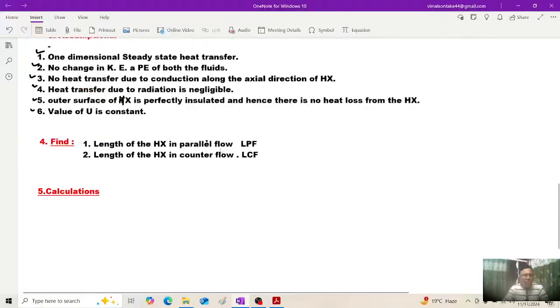Point number 4, we have to enlist what are the parameters to be found out. So we are supposed to calculate: 1, the length of the heat exchanger if parallel flow is employed, that is L suffix PF, and 2, the length of the heat exchanger if counter flow is employed, that is L suffix CF.